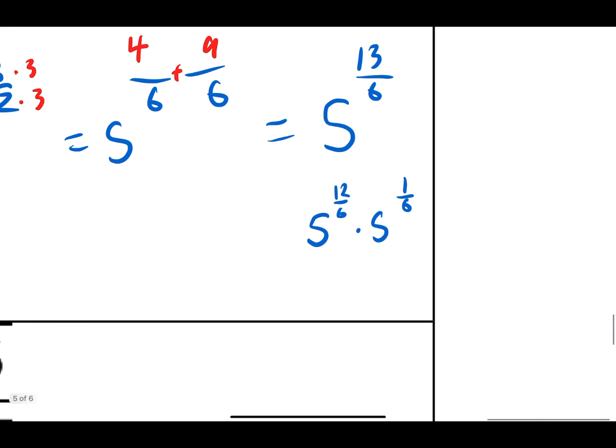But 12 sixths is 2. So this is 5 squared, or 25. And we're left with 5 to the 1 sixth. And you've resolved it.